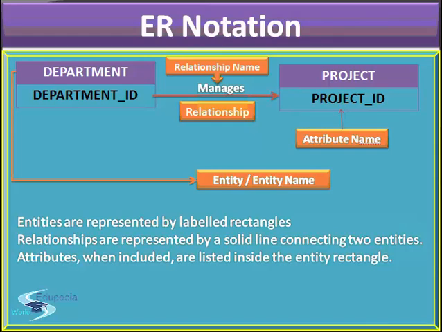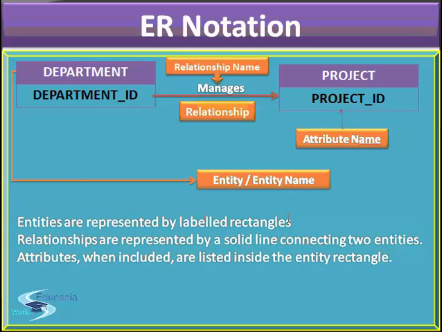All notational styles represent entities as rectangles or rectangular boxes and relationships as lines connecting the boxes. Each style has a special set of symbols to represent the cardinality of a connection. Here we can see two tables, one on the left and one on the right, with the entities department and project respectively, with attributes department ID and project ID. We have a relationship of manage between these two tables.